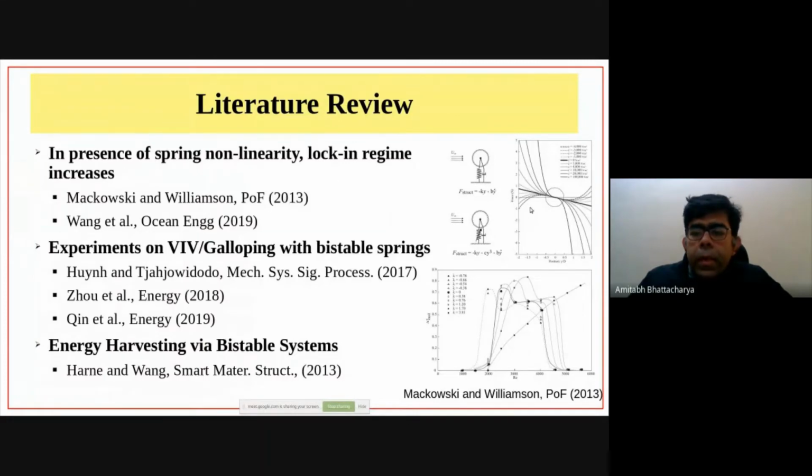So the presence of nonlinear spring has in fact been studied extensively. Like I said, especially in the recent past, many groups have been studying this. If you look at the force displacement type of curve, then what you can do is try to make, for example, the restoring force.